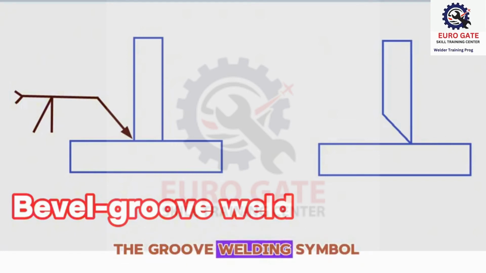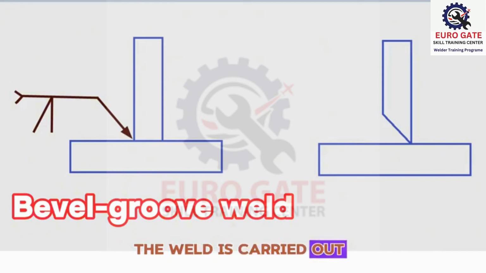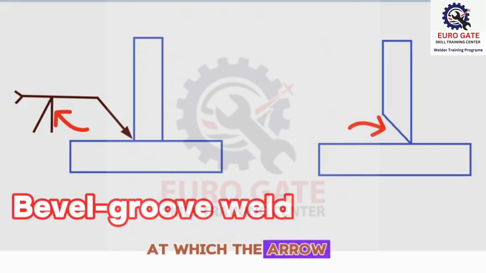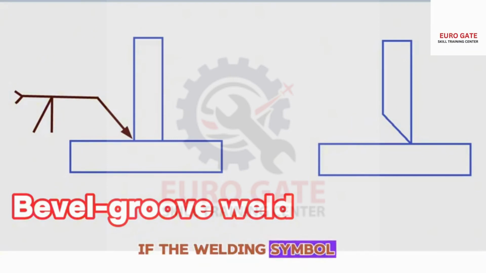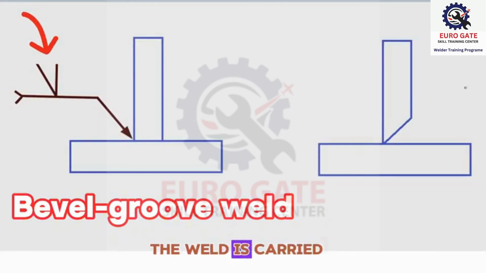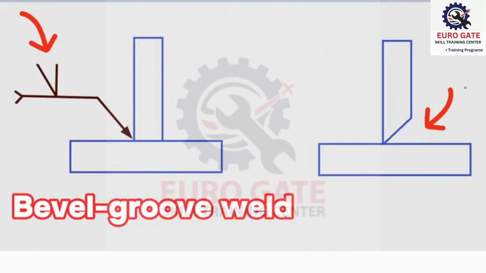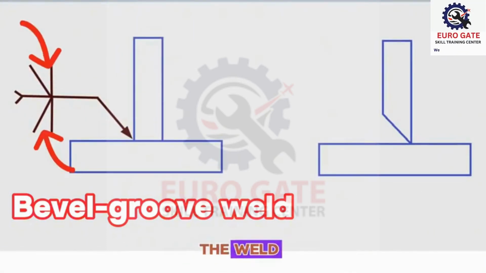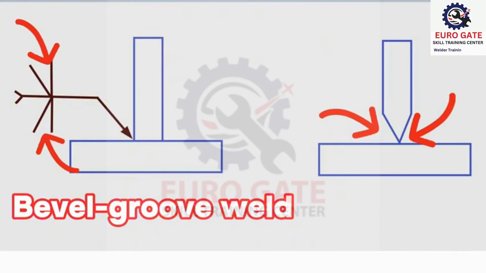Also, the groove welding symbol above or below the reference line represents the location on which the weld is carried out. If the welding symbol is shown below the reference line, the weld is carried out on the side of the joint at which the arrow points, the near side. If the welding symbol is shown above the reference line, the weld is carried out on the opposite side, the far side of the joint. Engineering drawings sometimes call for welds on both sides of the weld metal piece so that you will see welding symbols written on both sides of the reference line.